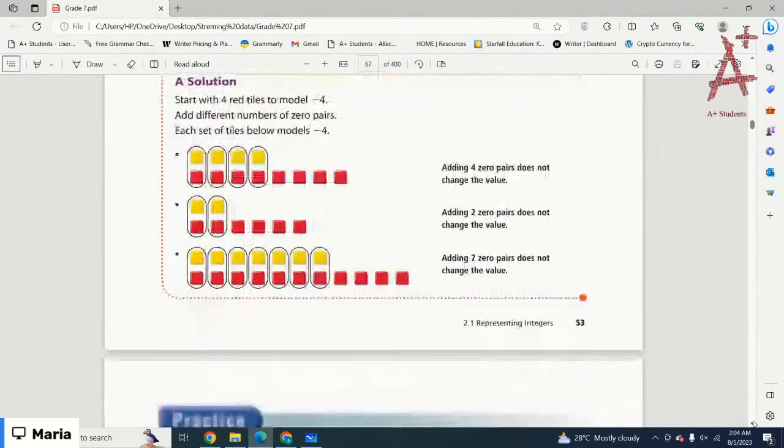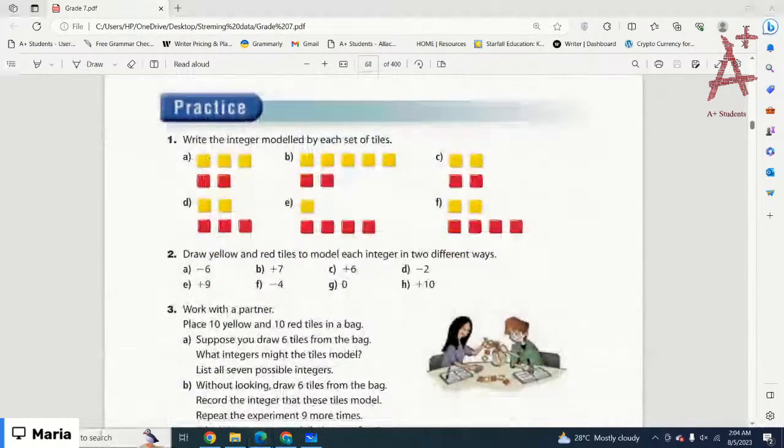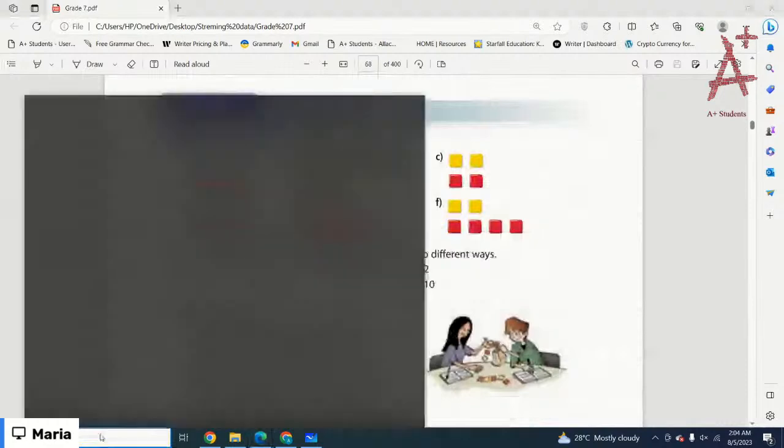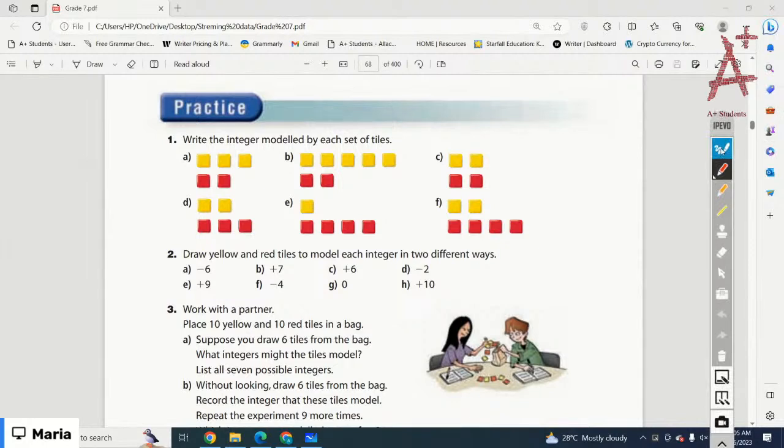Okay, so let's just start with the practice questions. Write the integer model by each set of tiles. Let's just start with the A. Okay, so you can see here you have two zero pairs. Yellow tiles represent the positive numbers and red tiles represent the negative numbers.